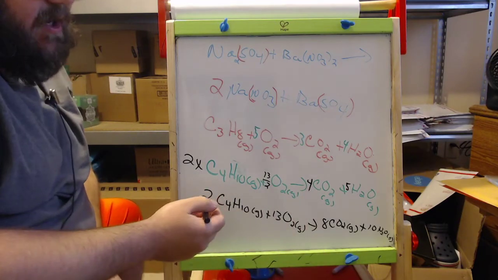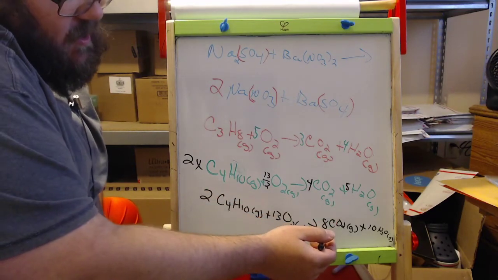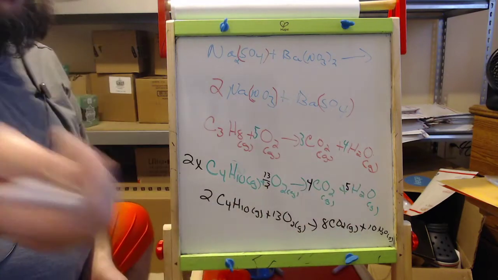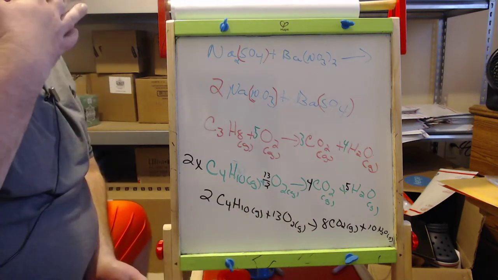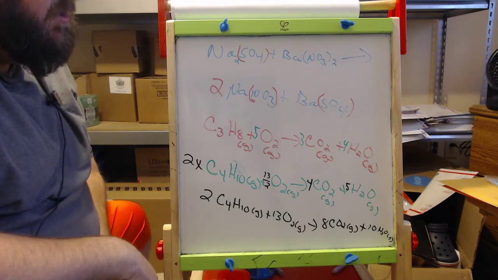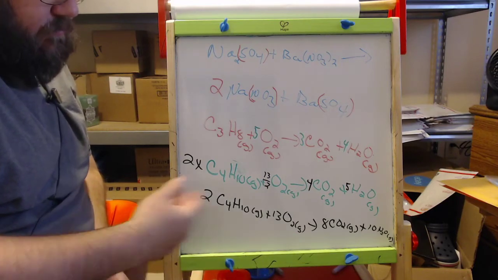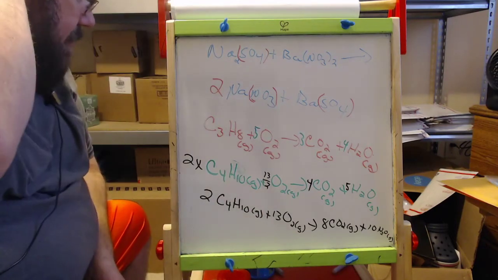So if I had this as 4, 26, 16, 20, 2 goes into that. Every number can be divided by 2. So I have to be in my lowest ratio possible.